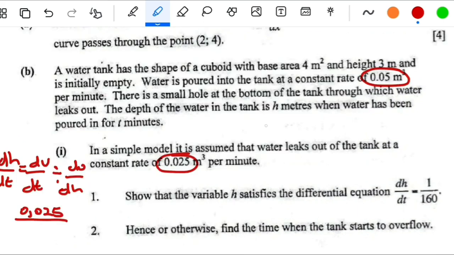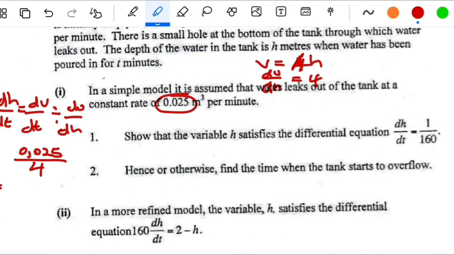over. Then to find our dv over dh, we know that v equals a, which is our base area, 4, times height, because volume is base area times height. So this implies that our dv over dh equals 4. So that's why we're getting this 4 here. Then this is the same as 1 over 160. So it is shown now that this one is true.